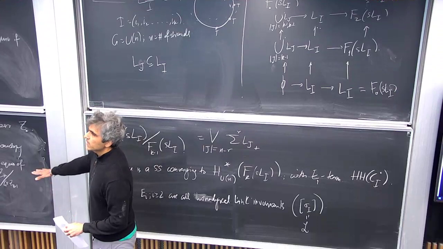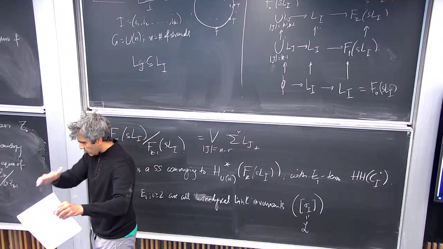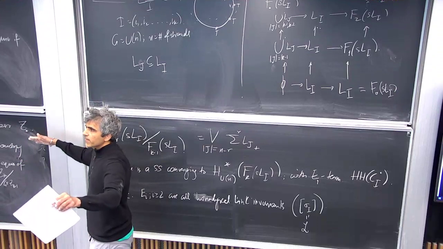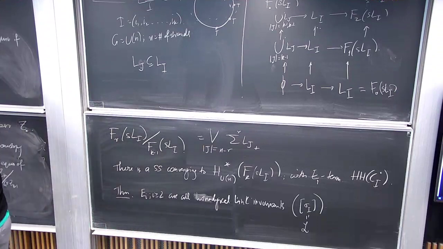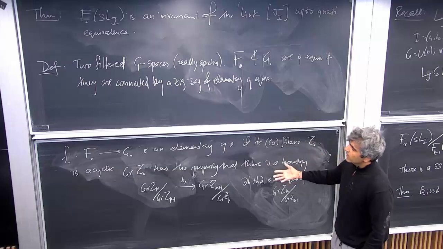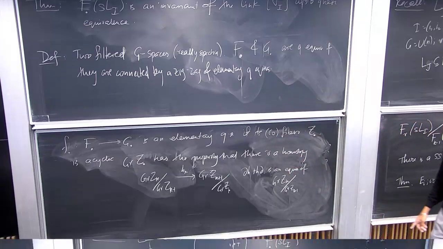And now a quasi-equivalence is simply a zigzag of elementary quasi-equivalences. So two things are quasi-equivalent if you can create a zigzag from here to here. Now, if I set that equivalence relation down, then I claim that this filtered object that I have over there is a link invariant.